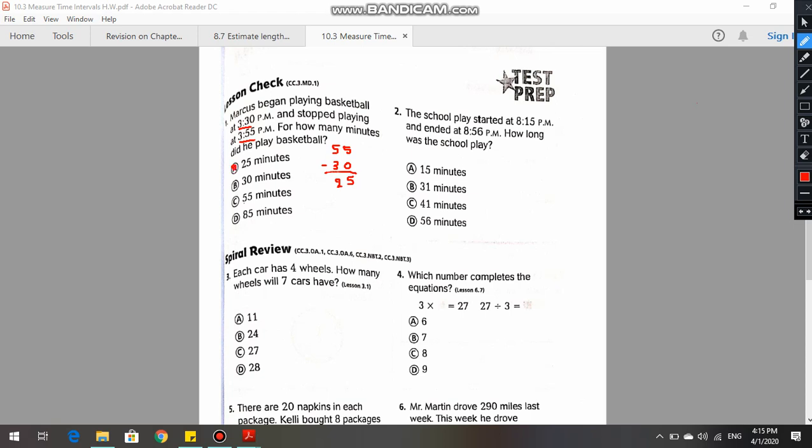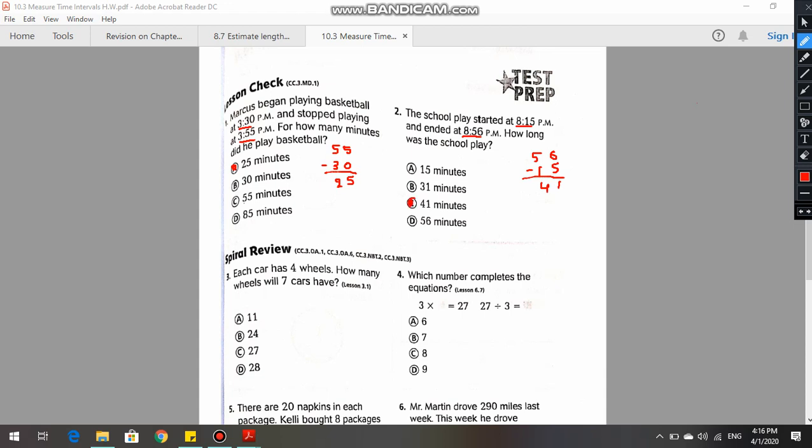Now the school play started at 8:15 p.m. and ended at 8:56 p.m. How long was the school play? It's easy, so I'm gonna say 56 minus 15. 6 minus 5 equals 1 and 5 minus 1 equals 4. So it lasts 41 minutes.